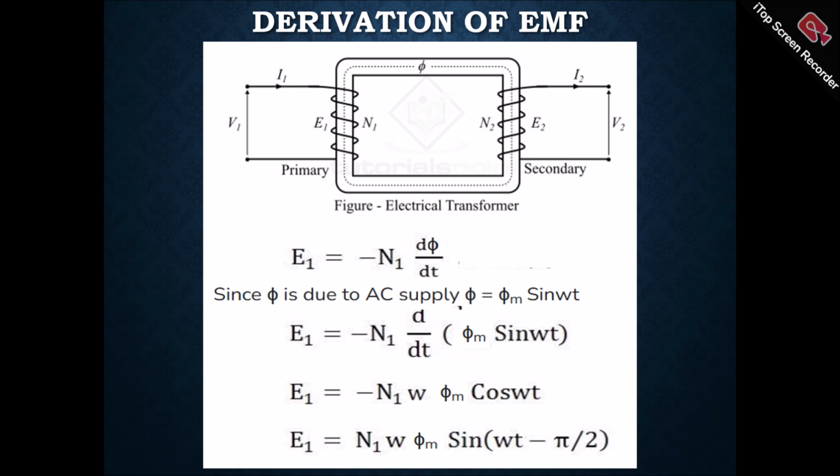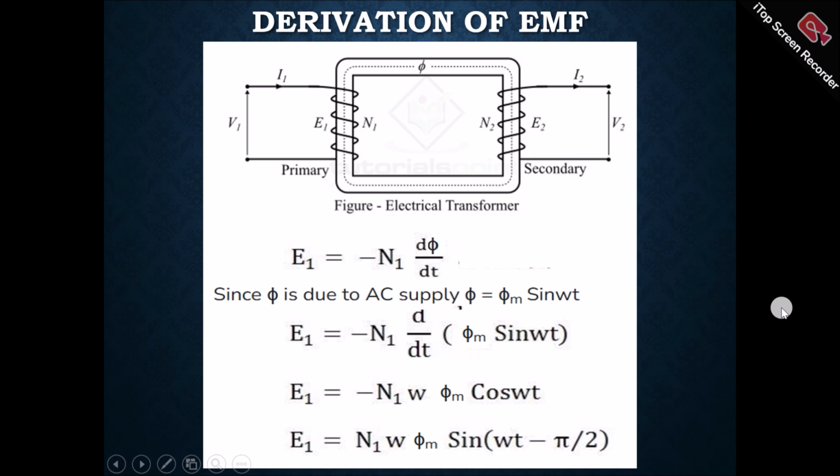So we will keep value of flux, that is phi equal to phi m multiply sine of omega t in the above equation. And if we take derivative of phi m sine of omega t, then we will get E1 value equal to minus N1 into omega into phi m multiply cos omega t. We will convert this into the standard sine wave equation. So my new equation will be E1 equal to N1 multiply omega multiply phi m multiply sine of omega t minus pi by 2.